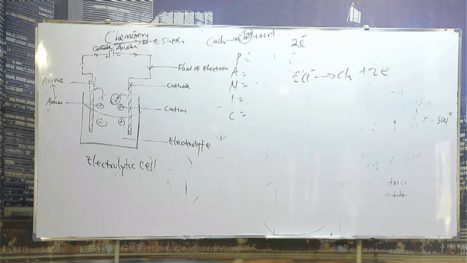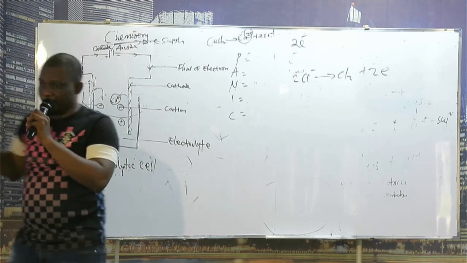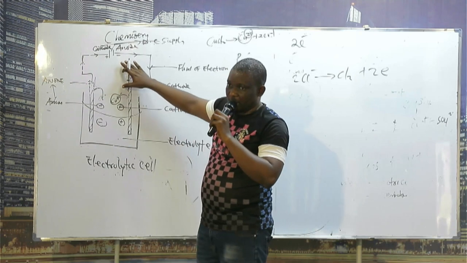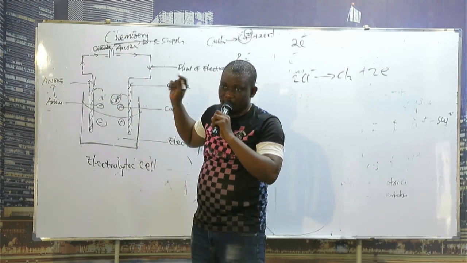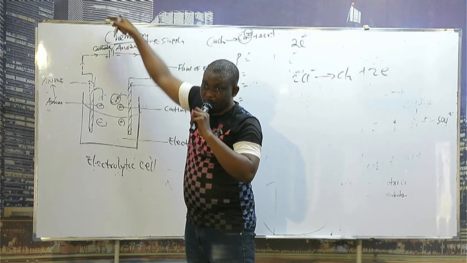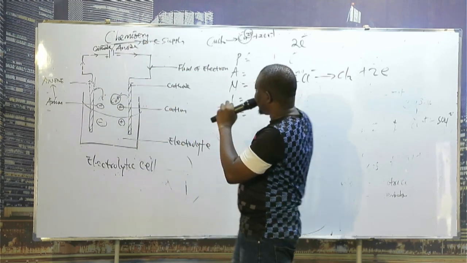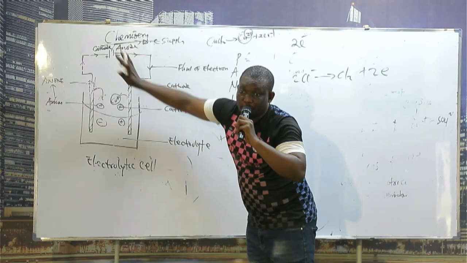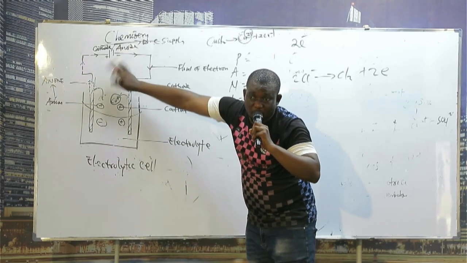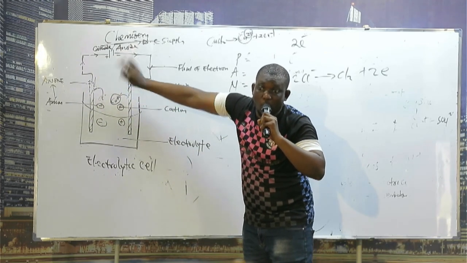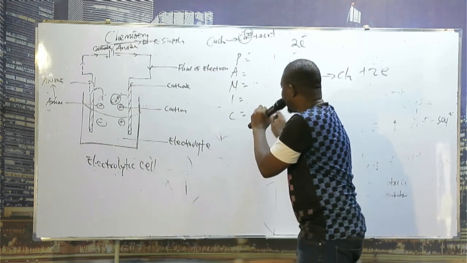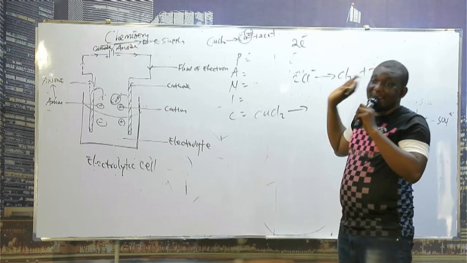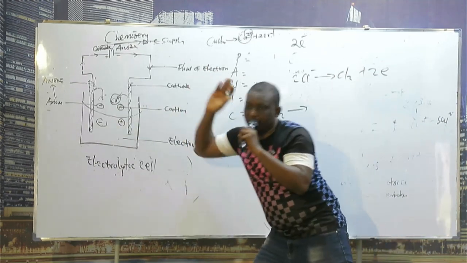Now, watch it for that now. Why is this cell called an electrolytic cell? Or why is this cell a device that converts electrical to chemical energy? It's because this reaction is non-spontaneous. You know what I mean by non-spontaneous? The reaction cannot occur if there is no electricity. It means that this compound can never decompose if current does not enter here.